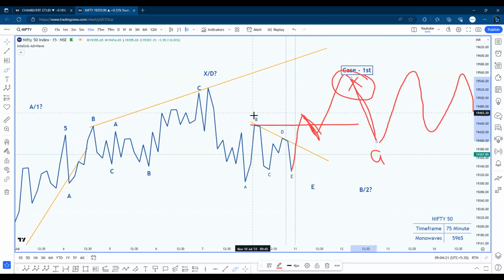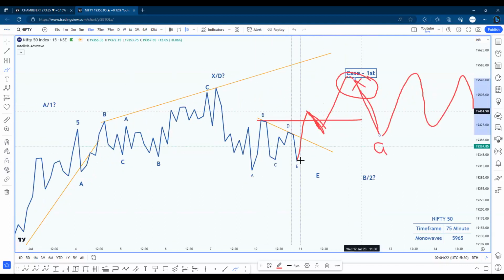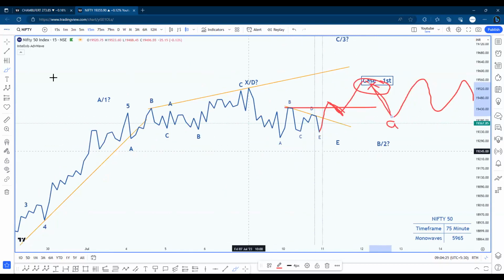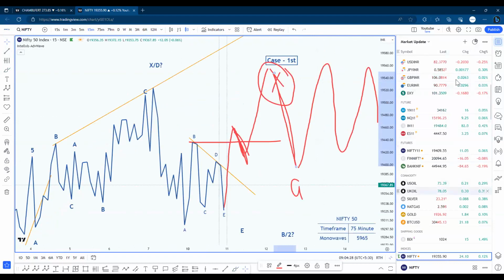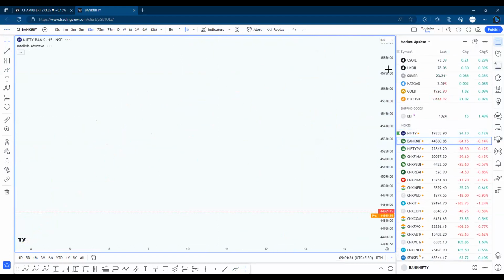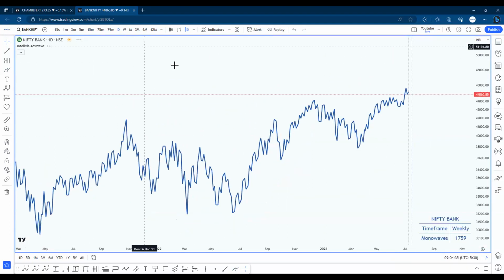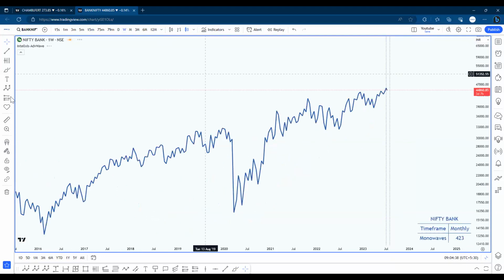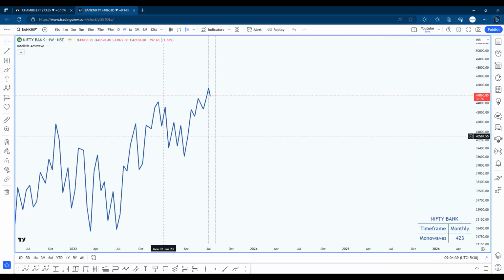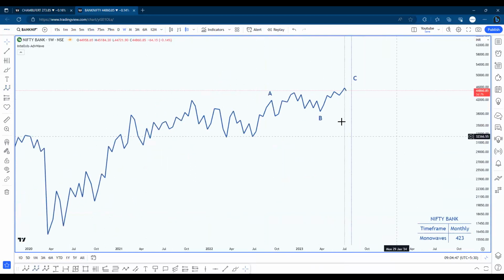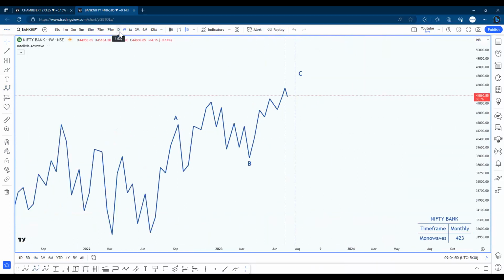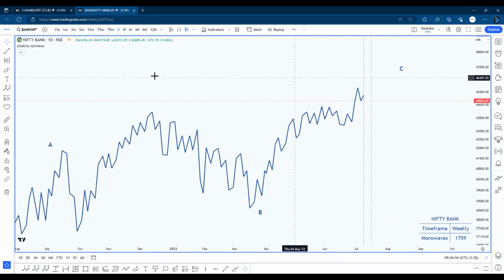Okay, so this is just for Nifty, right? So now I'm going to Bank Nifty. Bank Nifty is quite different. Over here we can again mark it as an ABC. This is my higher time frame A, B, C. I'm going to mark only wave C. I'm going to go a little bit faster because the market is already open, so I'm not going to bother with this much.